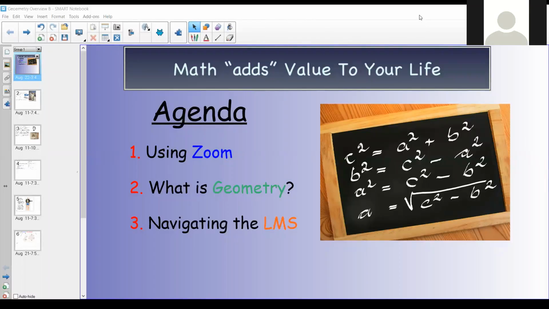So if you have a question as we're going through this, you probably have a raise your hand feature. Again, I'm getting familiar with this. This is a different platform than what I did last year. There's probably a raise your hand feature. We can experiment with that.